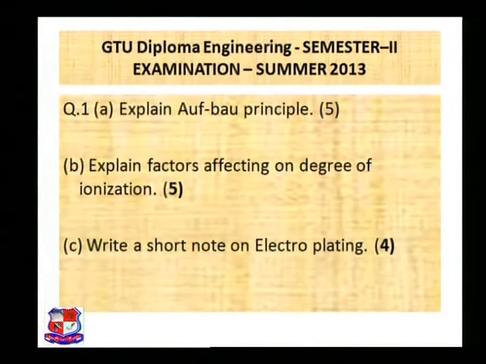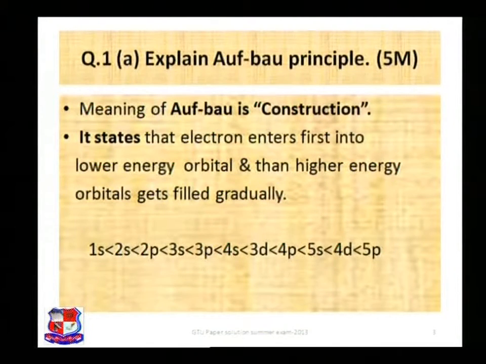See the first question asked in the GTU Diploma Engineering Semester 2 Summer 2013 exam. Question 1 consists of 3 parts, A, B and C, with A having 5 marks, B having 5 marks and C having 4 marks. According to that, you have to ensure the weightage, because you have to get the 5 marks. In order to do that, you have to ensure proper content in the answer.